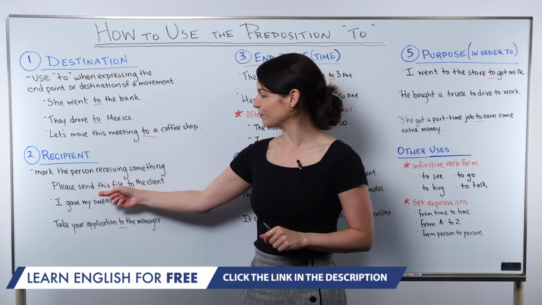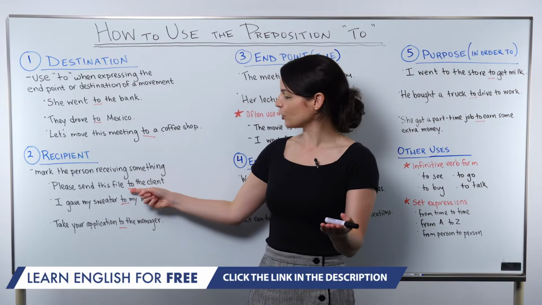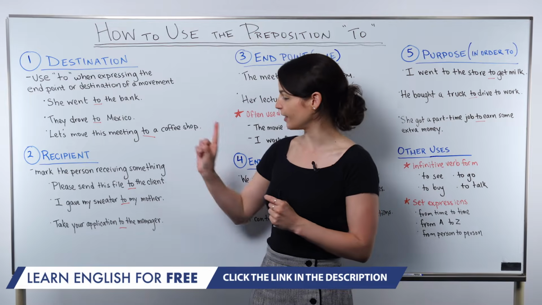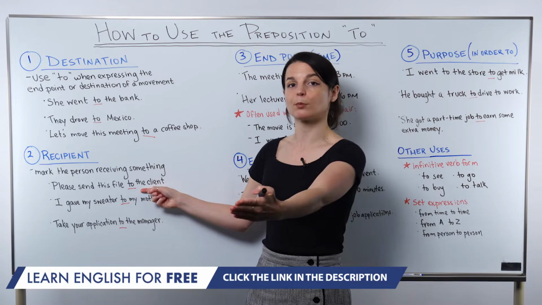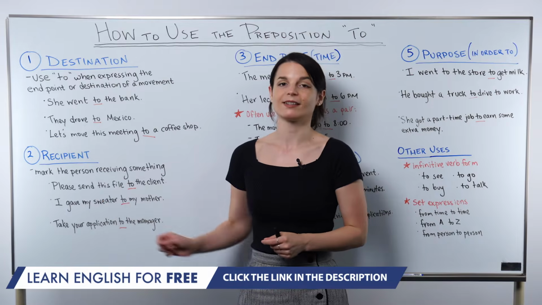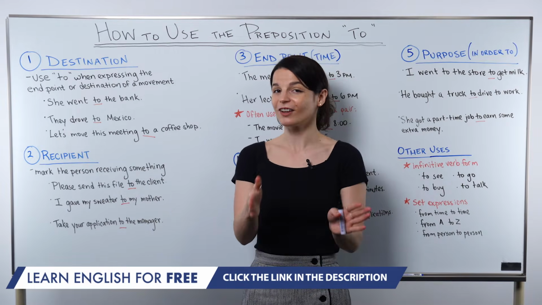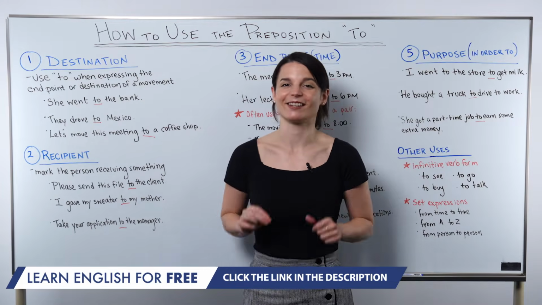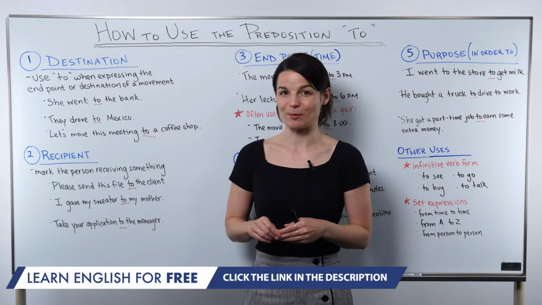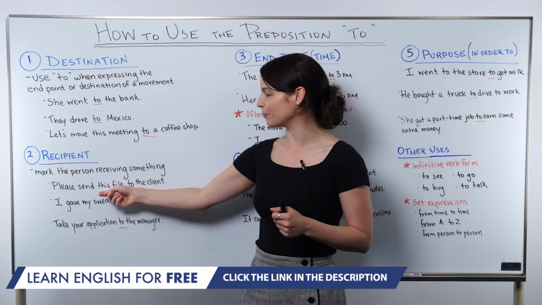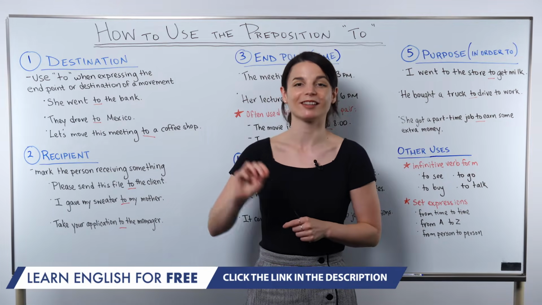Okay, first one. Please send this file to the client. In this case, the client is the person or the group that is receiving the file. If it helps you, you can think of this person as the destination for something. It has kind of the same feel. That's the end point or the end person for the item. So please send this file to the client.